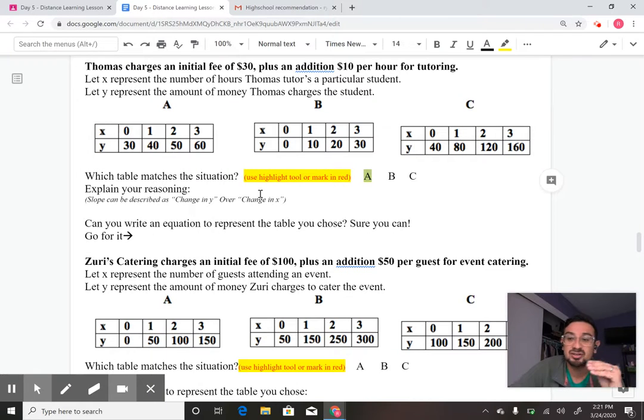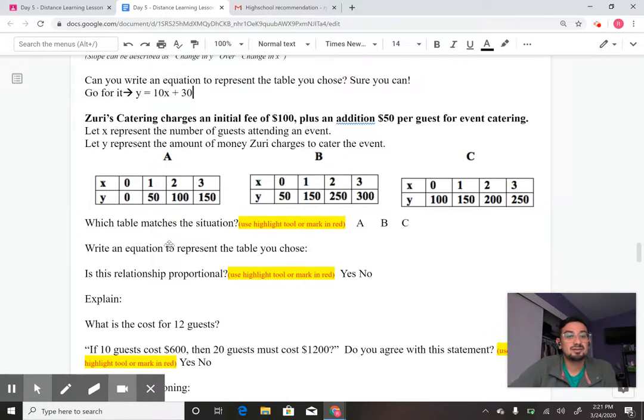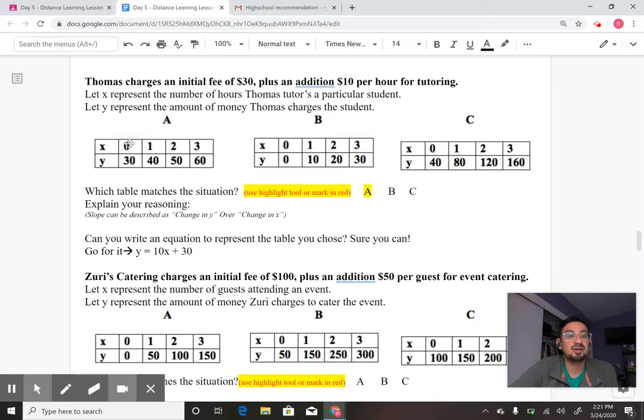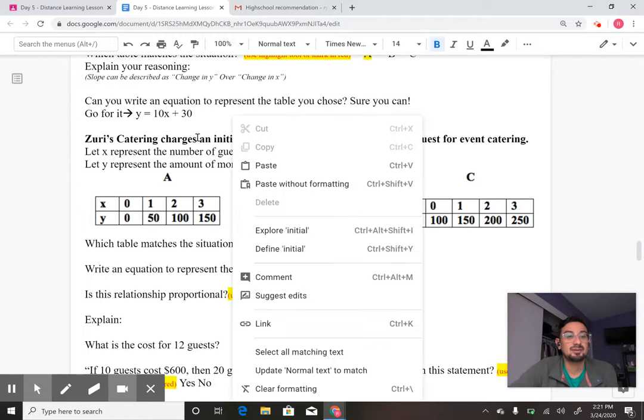So explain the reason. You can just write down what I said. Write an equation. So let's write the equation for A. So y equals 30x. No, not 30x, because that's where you start. 10x is going up, plus 30. Okay. So remember that one that went a little fast. Initial fee 30, so that's why 0, 30. That's why I chose A. Additional $10 per hour of tutoring, so that's 10, 40, 50, 60, and so on. Okay, thank you. So y equals 10x plus 30.